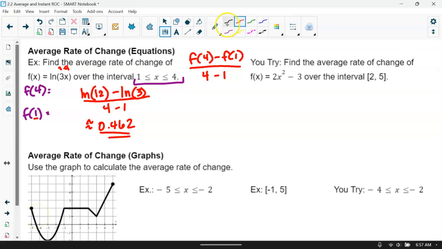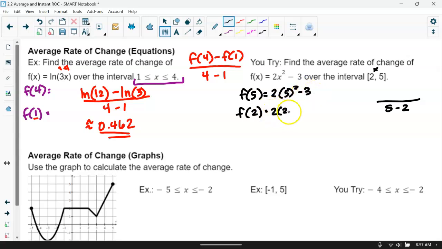And so here with our average rate of change, you needed to first get your change in y's, right? So we need f of 5 because this is our x values. So we know we have our function over the change in the x's, which are 5 minus 2. So we need the value of f of 5, and we need the value of f of 2, which again is substituting. So here you have 2 times 5 squared minus 3. Here we have 2 times 2 squared minus 3. Again, we are substituting to get our output.